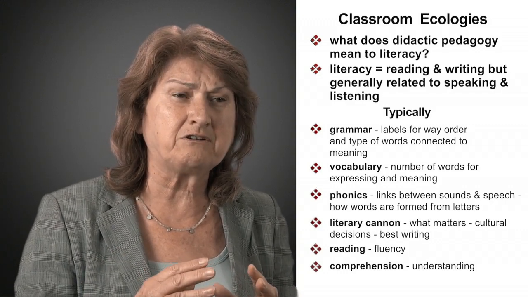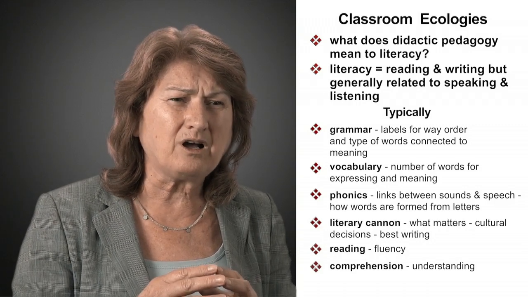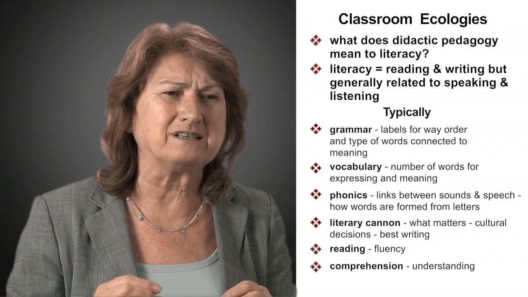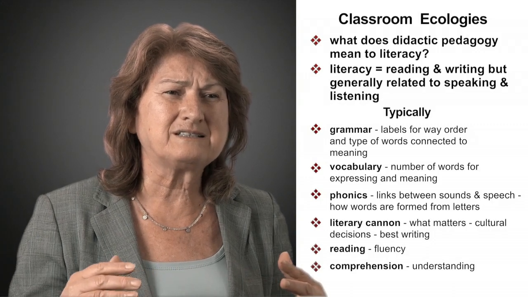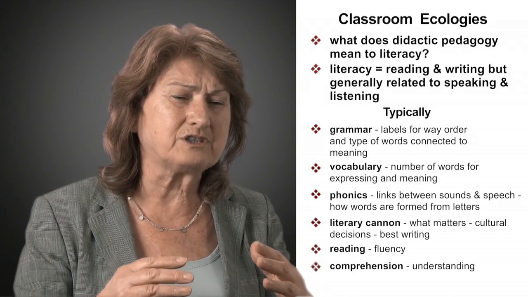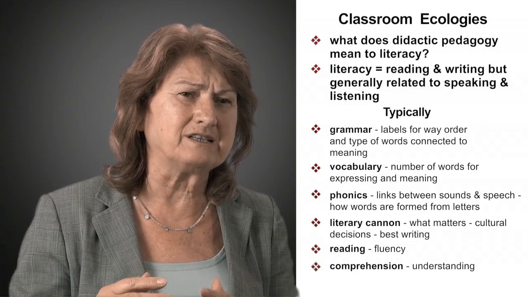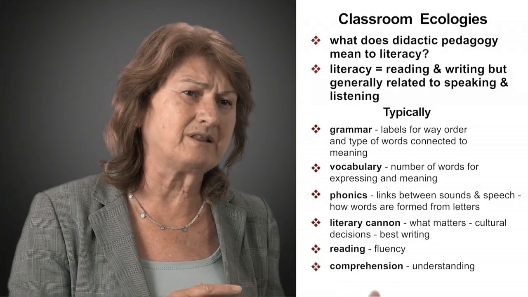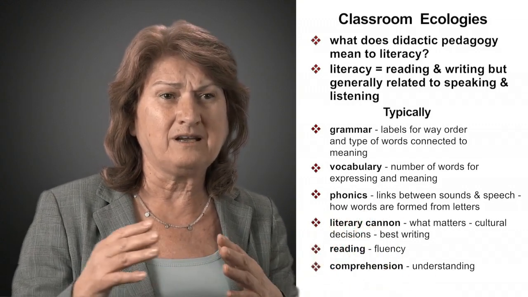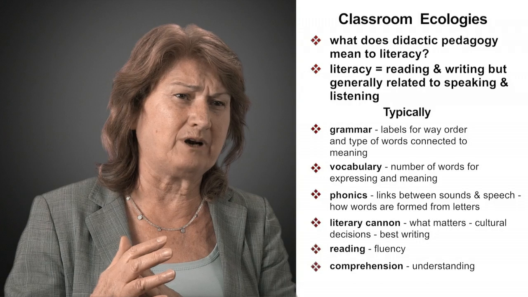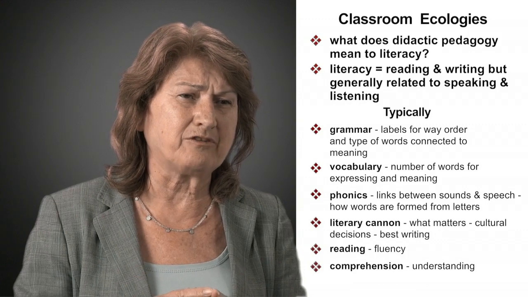The literary canon is another component. It's about what matters, what kind of things are considered best writing. And of course, this decision is a cultural decision, but in every society, some texts come to the top because those who make decisions or are associated with judging writing decide that some kind of writing is better than other writing. For example, that the novel Moby Dick is better than newspaper writing or other kinds of expressions in some other form.